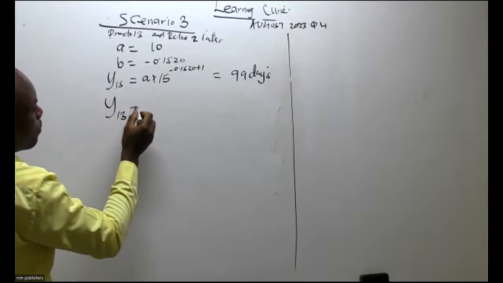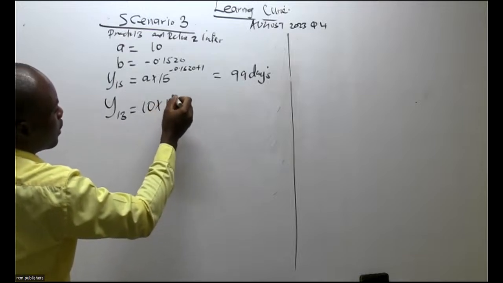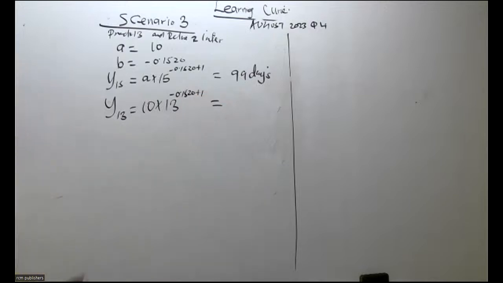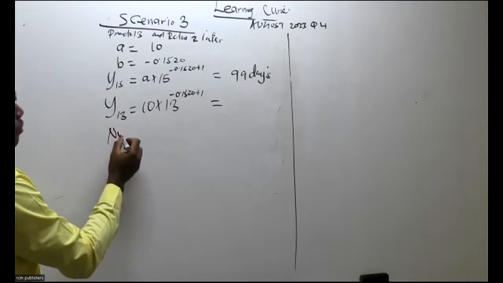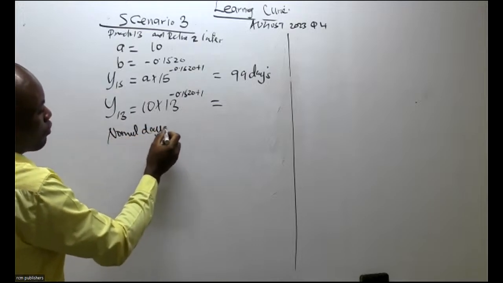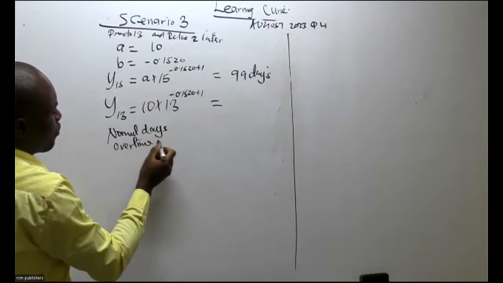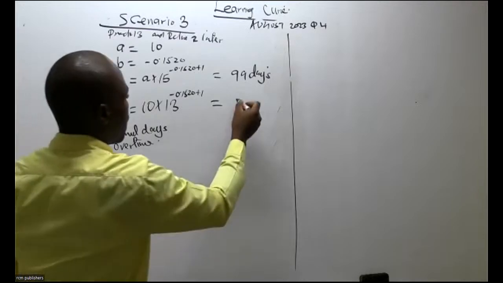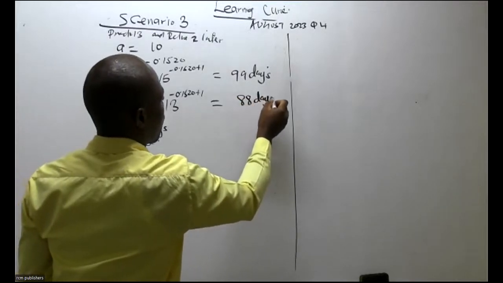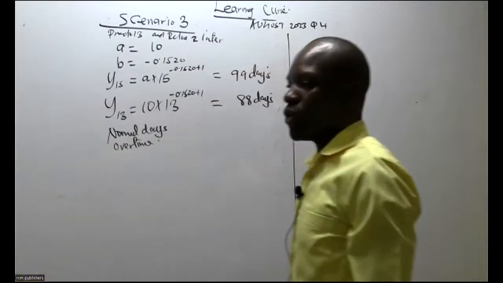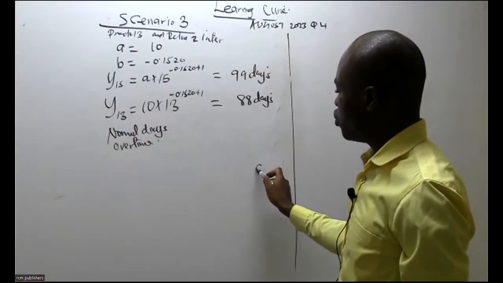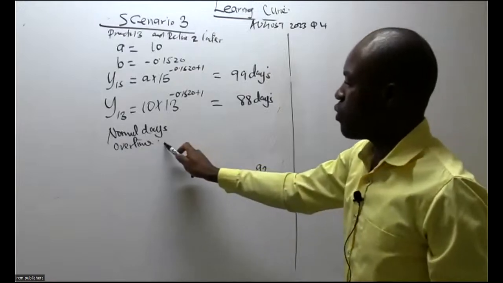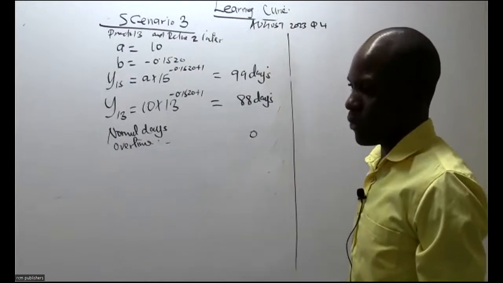Y at 13 will be equivalent to 10 times 13 raised to power negative 0.1520 plus 1. Tunapata ngapi? We have 88 days. So without even telling you whether there was overtime or not, a normal working day should be 92 days. They have managed to work for 88 days without overtime. So number 1, overtime itakuwa ngapi? 0. Hiyo overtime tumemalizana nayo.